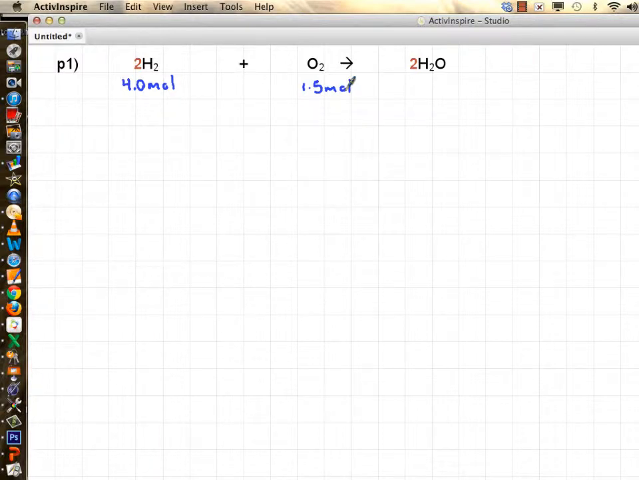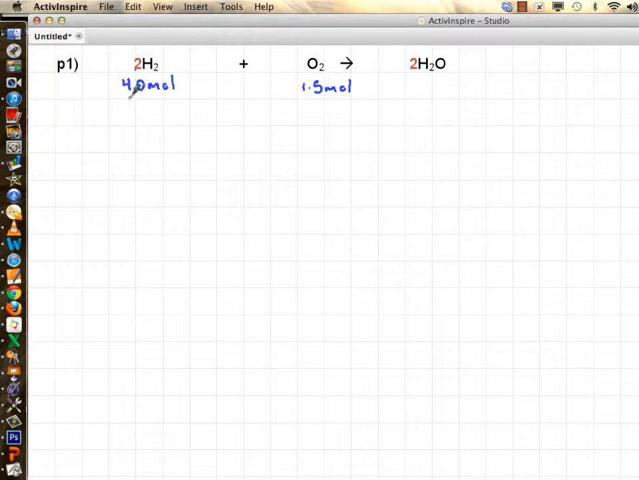There are two steps in this process. Step 1: divide the moles of the given reactant by the coefficient. Hydrogen has a coefficient of 2 and oxygen has a coefficient of 1 in the balanced equation. And step 2 is to pick the smallest of the two ratios, and that's your limiting reactant.